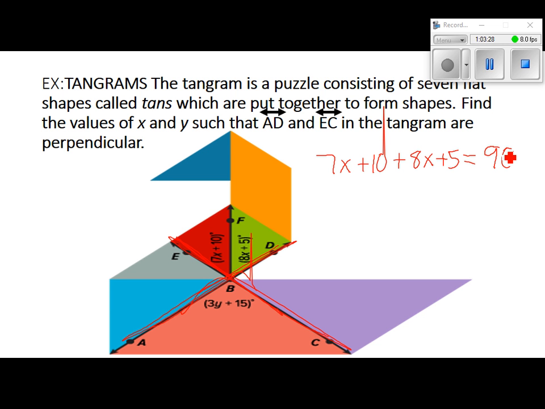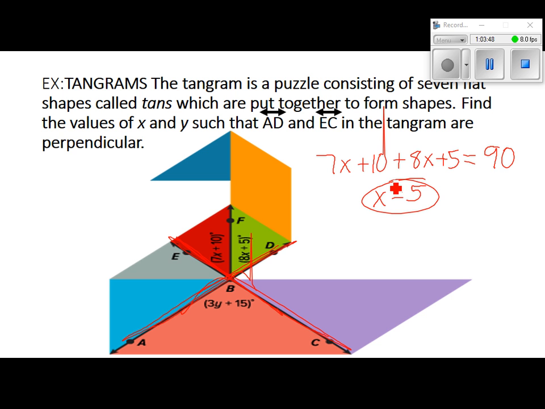What did anybody end up with? X equals 5. Does everybody agree with 5? So x equals 5, and the problem says find the values of x and y. So we found x, that's half our answer. How are we gonna find y?